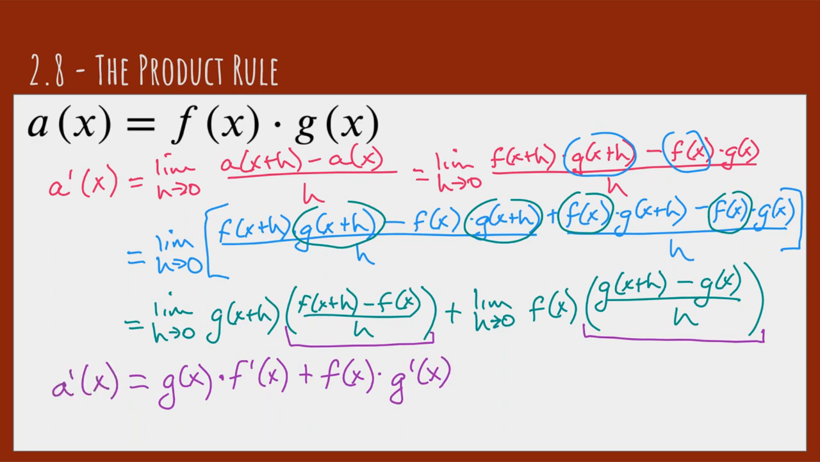So a prime of x is equal to, now I have these switched from the way I had it written on the first slide there, but the derivative of a is given by the derivative of f times g plus f times the derivative of g. So by showing that the product rule works, now we can take the derivative of functions that are more complicated, complicated by multiplying one type of function times another type of function, and we can take the derivative of that using this rule.